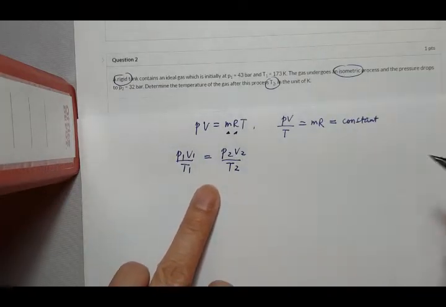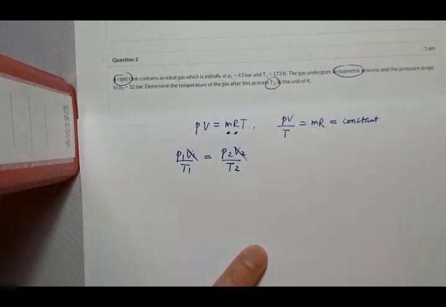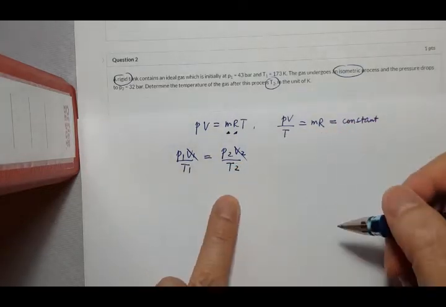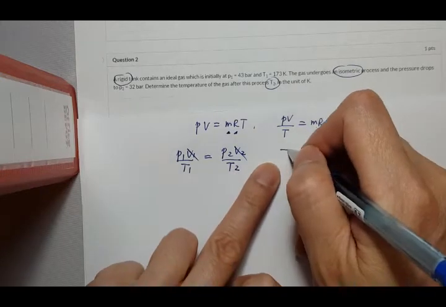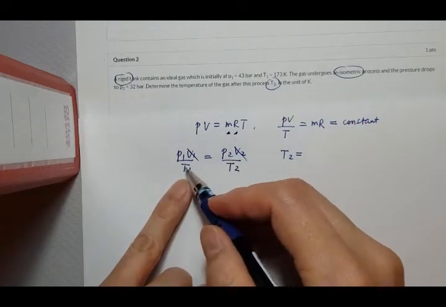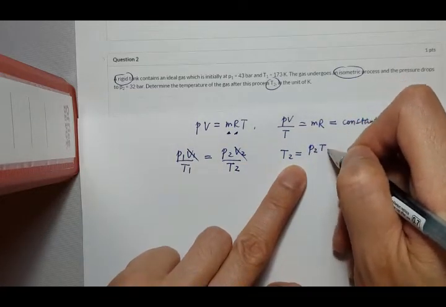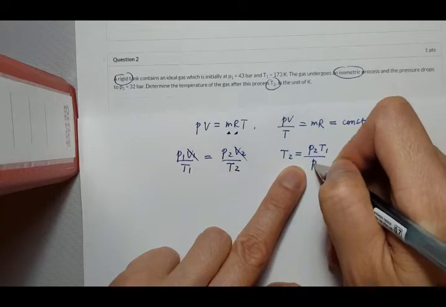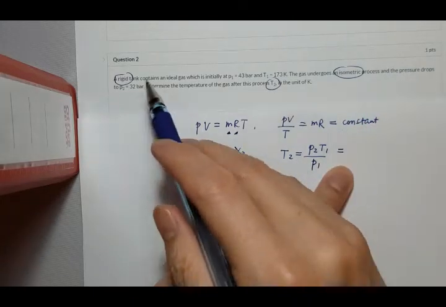As I said, this process is isometric. Isometric means that V1 is equal to V2, so these two cancel each other. Now the equation left is actually a very easy equation, so you can use that to calculate T2. T2 is equal to this one times that one divided by that one. So it's P2. P2 is 32 bar.